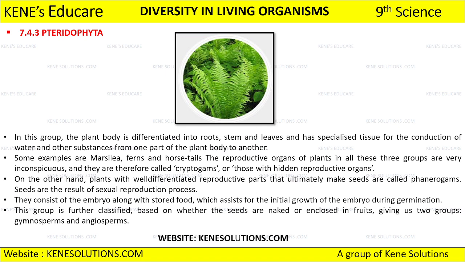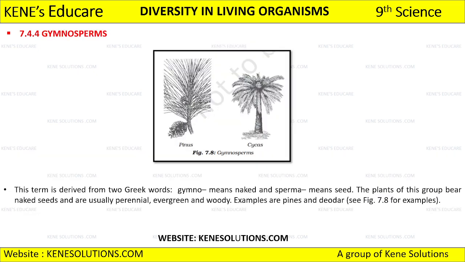So now we know that the division is further divided into two, that is gymnosperms and angiosperms, right? So here we have the characteristics of the gymnosperms which are given along with the examples. So make sure you're going through it and you're not ignoring the examples. Just knowing the characteristics won't be enough, okay? Examples are very important.